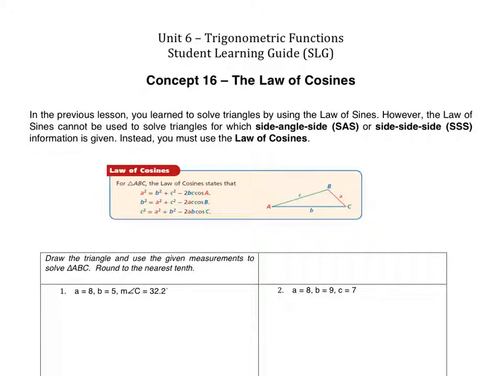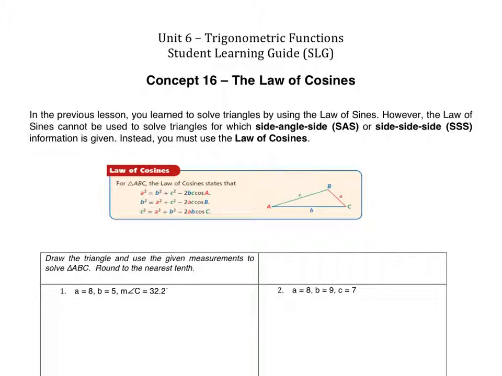In concept 16, the law of cosines, we are going to look at triangles where we have side angle side or side side side and solve them for each of the sides that are missing and the angles that are missing. So we have the formula a squared equals b squared plus c squared minus 2bc cosine of A. So notice that we have the three sides and then we have the cosine of an angle. And we can solve for any one of those things.